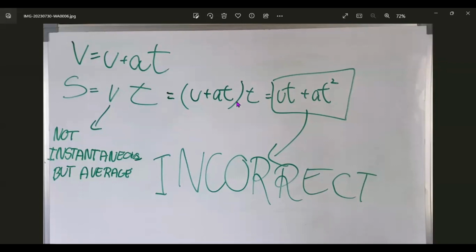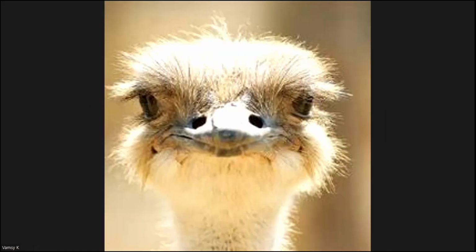The V here is average. Exactly. The V in the formula S equals Vt is average velocity. And the formula V equals U plus AT is for final velocity, or instantaneous velocity. So there are two types of velocities: average velocity and instantaneous velocity. Instantaneous velocity is the velocity we have at a specific point, and average velocity is the average over a period of time, right? It was a theory error.